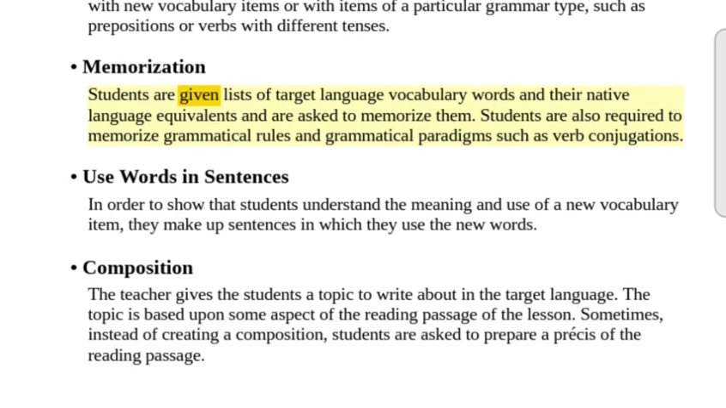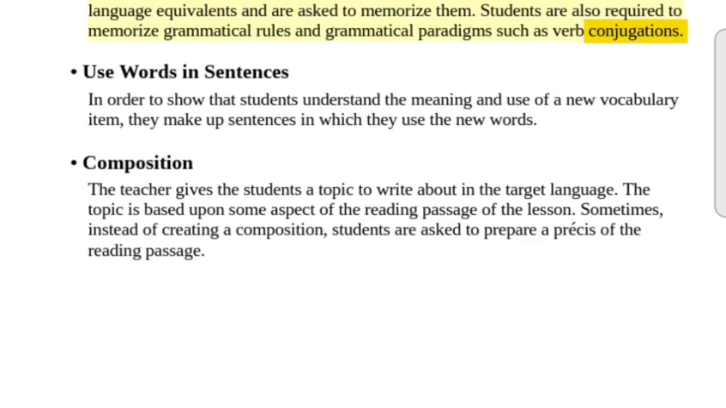Memorization. Students are given lists of target language vocabulary words and their native language equivalents and are asked to memorize them. Students are also required to memorize grammatical rules and grammatical paradigms such as verb conjugations. Use words in sentences. In order to show that students understand the meaning and use of a new vocabulary item, they make up sentences in which they use the new words.